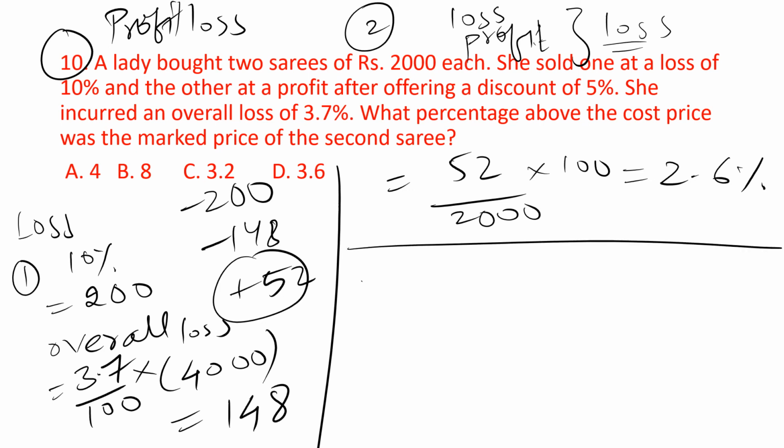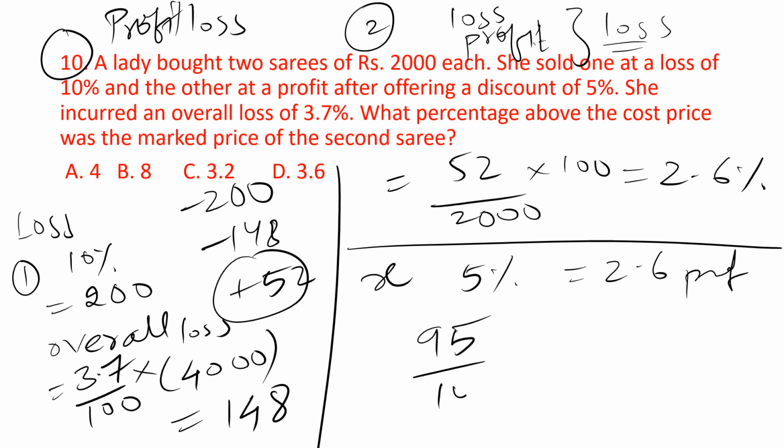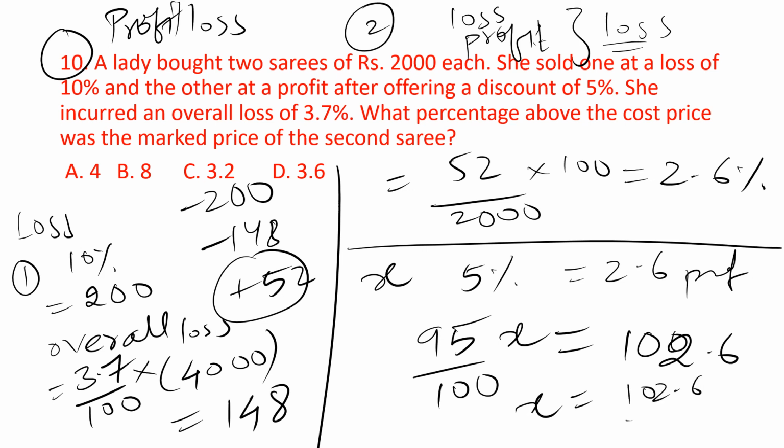Now let's find the market price. Let X be the market price, and a 5% discount on market price results in 2.6 percentage profit. Now what is the equation? After allowing a 5% discount, 95% will be remaining. 95% of X, 95 by 100 of X is equal to 100 plus 2.6, 102.6 profit. Now the value of X is 102.6 divided by 95 into 100.